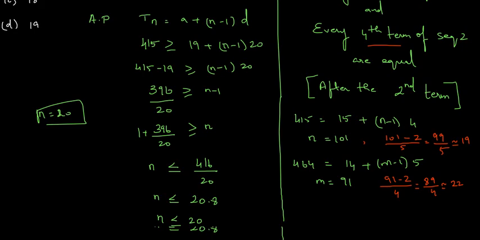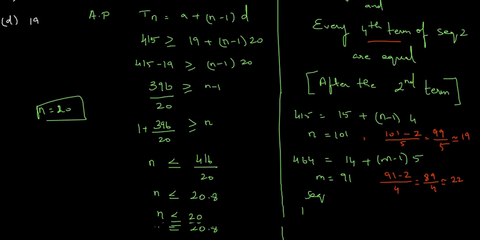And as you already know, we haven't considered the first number, which is 19, so in both cases 1 should be added. In sequence 1 it is 1 plus 19, and in sequence 2 it is 1 plus 22. So in this case it is 20 terms, and in this case it is 23. In both cases, the lesser number is going to be the answer. So 20. There are 20 common terms.